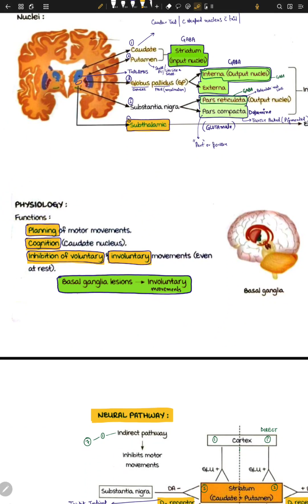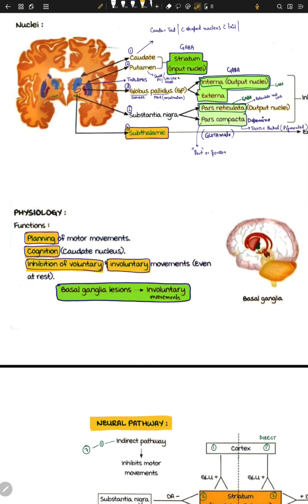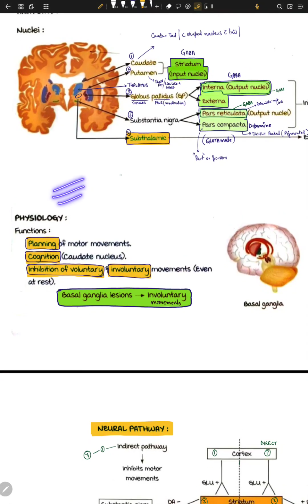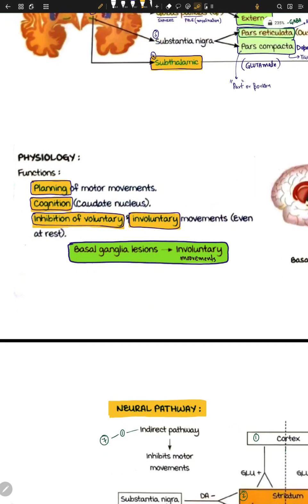Well, physiology is that basal ganglia works via planning, in cognition, in inhibition of involuntary and voluntary movement. Basically, it lets you stop, it lets you take rest. If you want to sit on a stool, what happens is that basal ganglia inhibits all the voluntary and involuntary movements, and if your basal ganglia is messed up, you won't be able to sit idle. So basal ganglia lesion leads to involuntary movements. So that's the basic idea, that's the function.